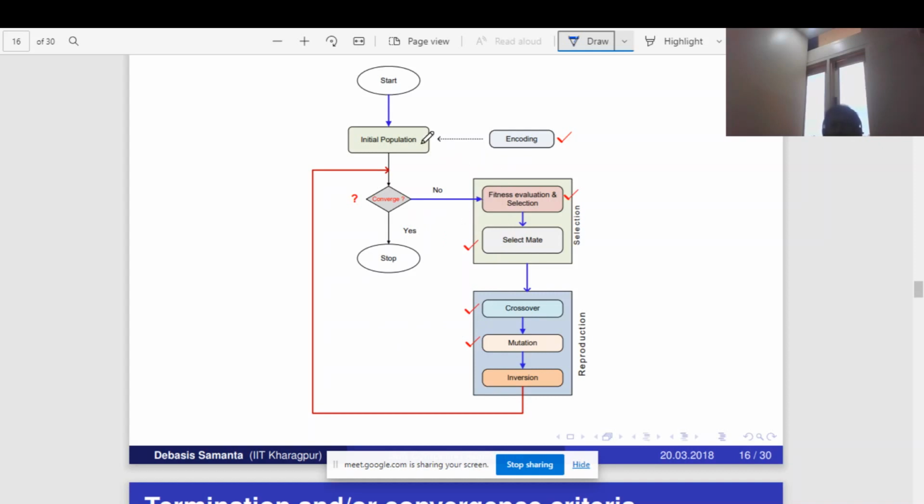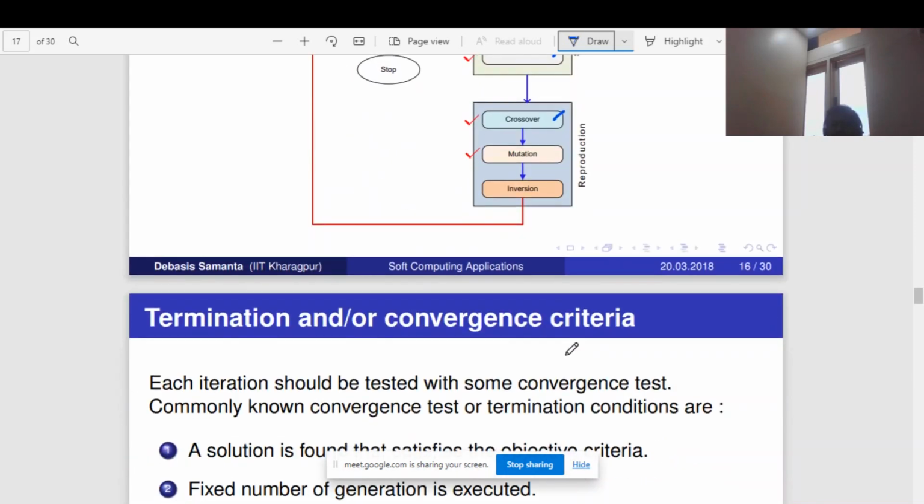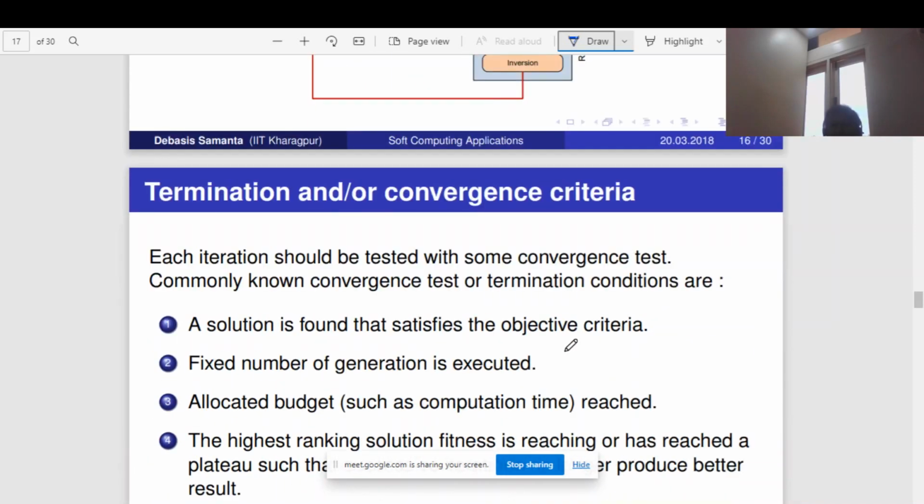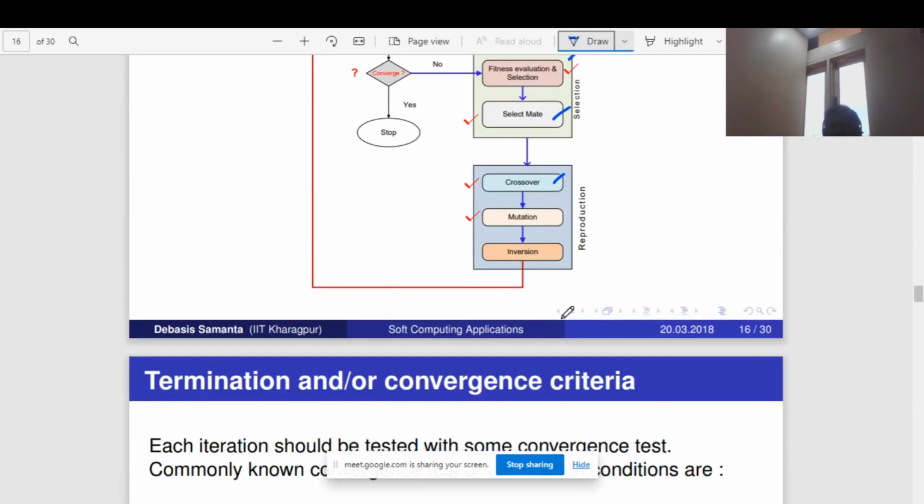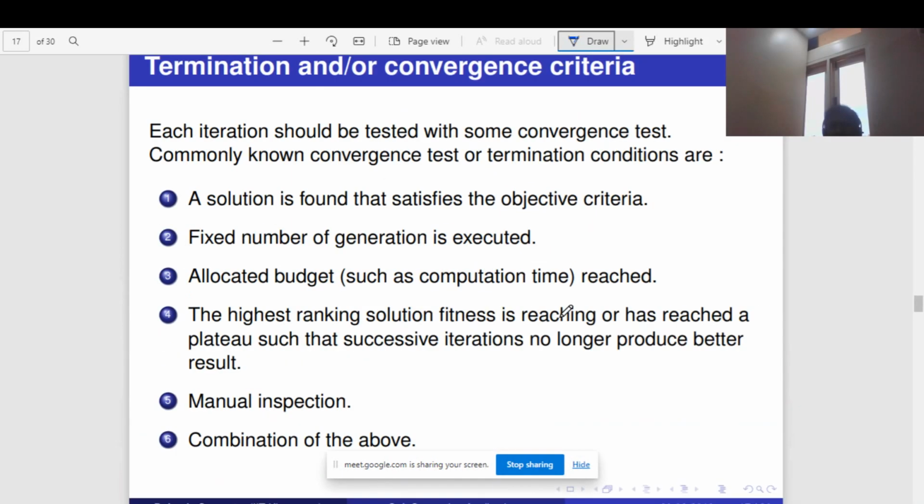So in this, we have discussed all these things: encoding, fitness, mating pool selection, crossover. Now we are discussing mutation. Mutation is also done. Next we will be discussing this inversion. Okay. Termination. So before that, the convergence criteria, how the solution is getting converged.